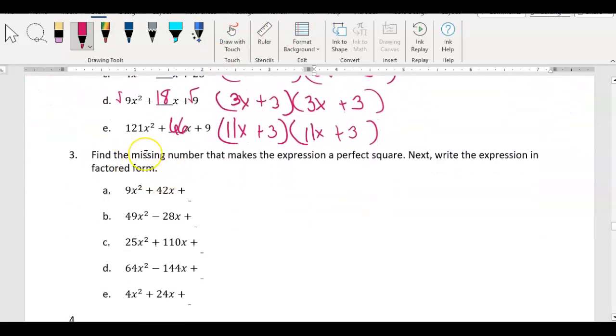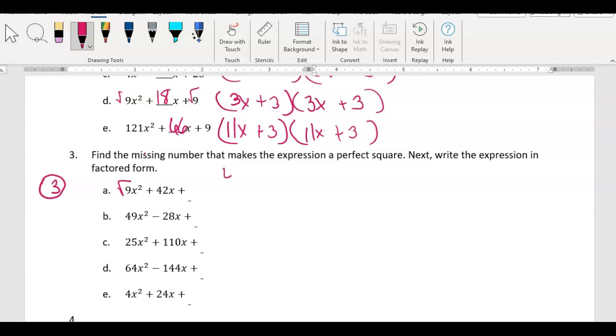All right, number 3 says find the missing number that makes the expression a perfect square. Next, write the expression in factored form. So we want to, in this case, we're just finding the number, right? So to do that, remember, we take the square root of 9, which is going to be 3, and I'm going to put that to the side because I'm going to use it in a second.